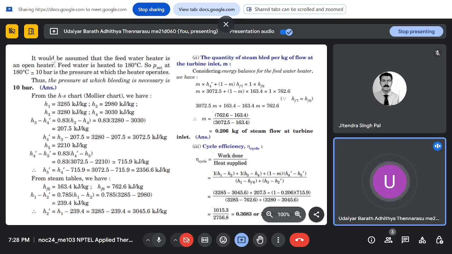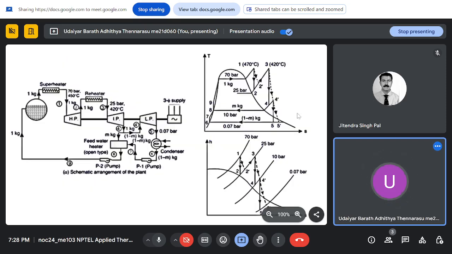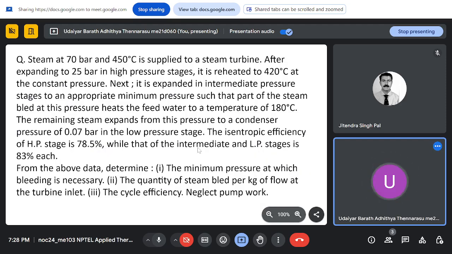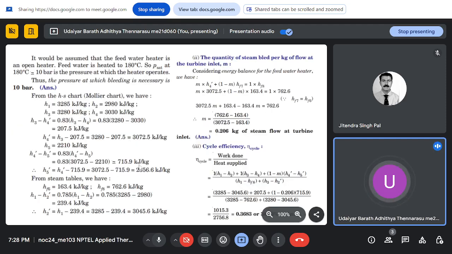So as I told, the feed water is heated to 180 degrees Celsius. Corresponding to that, the saturation pressure will be 10 bar. Thus the pressure at which bleeding is necessary is 10 bar. So the intermediate pressure where we are bleeding is known. Now it is at 10 bar. So straight away the first question can be answered.